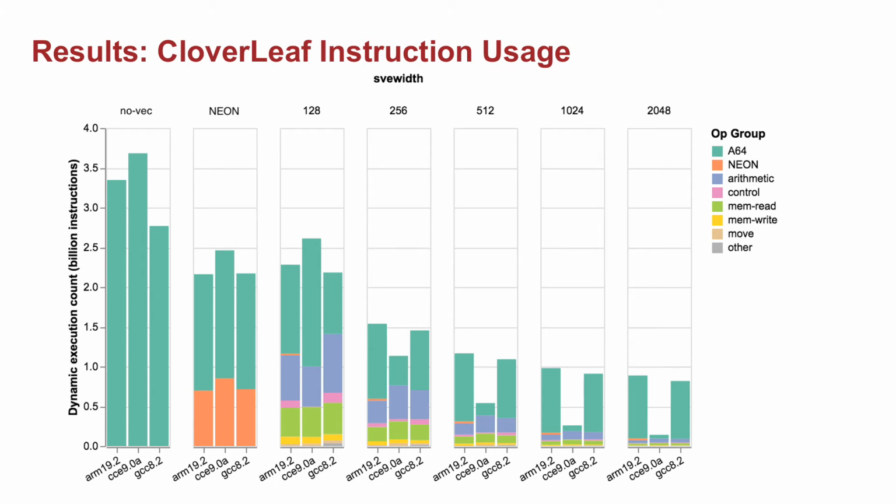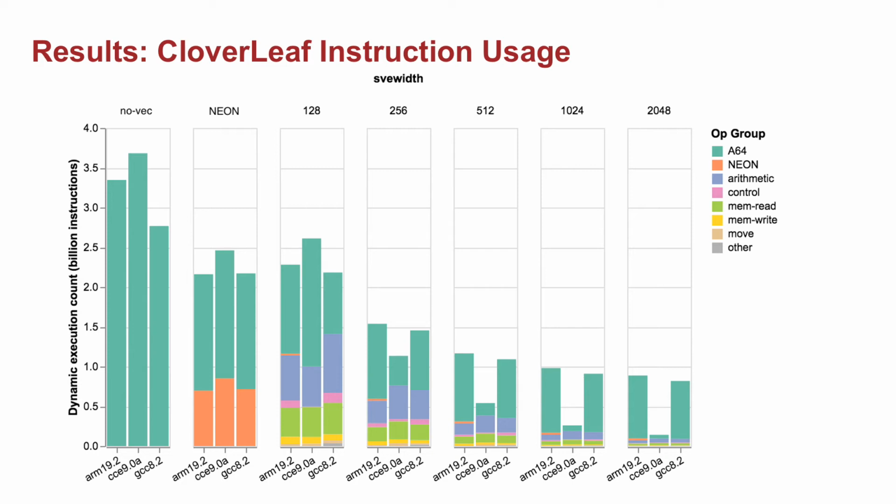Cloverleaf, the fluid dynamics mini-app, showed a different profile. First, not all of the code is vector code, so a significant portion of scalar instructions are executed even at wide SVE lengths. Most of the scalar code is from outer loops in loop nests, because the compiler only vectorized the innermost loops. Second, while all three compilers showed similar behavior at narrow widths, the number of instructions executed by the version compiled with Cray decreased much faster with vector length, suggesting better vectorization.